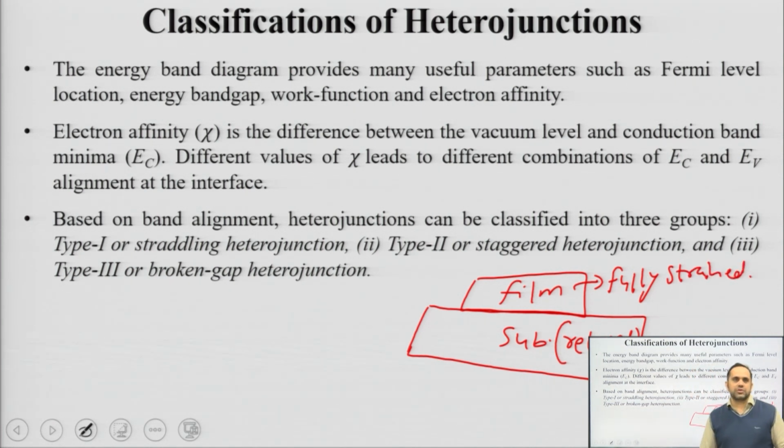It can be classified into three types: type 1, type 2 and type 3. Type 1 is also known as straddling heterojunction, type 2 is known as staggered heterojunction, and type 3 is known as broken gap heterojunction. They can be classified on the basis of their energy band diagram. Different combinations of EC and EV tell you which type of heterojunction we have. We can also use the concept of electron affinity, which is the distance between the vacuum level, the so-called reference level, and the conduction band minima, EC, the start of the conduction band. Different values of electron affinity also help you to differentiate between different heterojunctions.